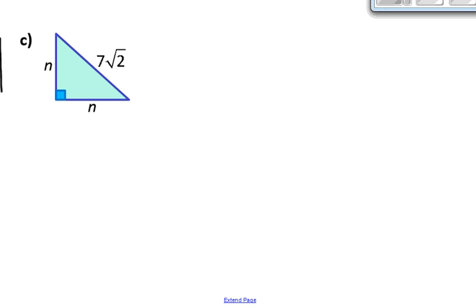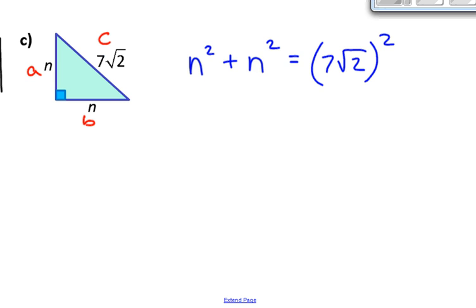All right, example C. Again, we want to label our A, B, and C. A and B here are actually the same thing. It's both n, and then our C is 7 root 2. So if you do the Pythagorean theorem, a squared plus b squared for this example would be n squared plus n squared is equal to 7 root 2, remember we need parentheses, squared.